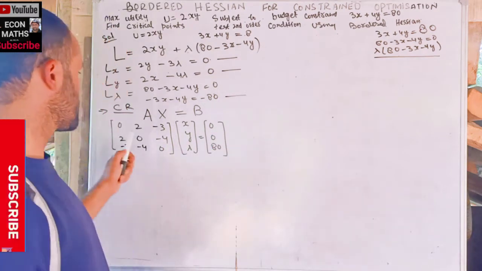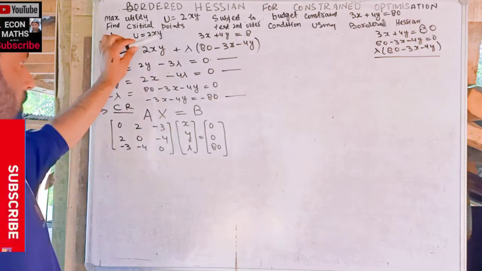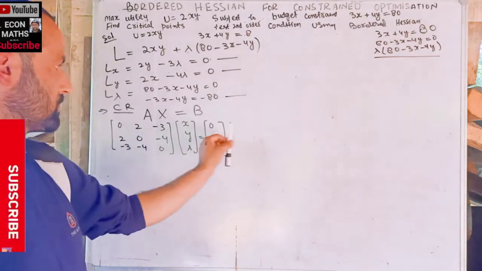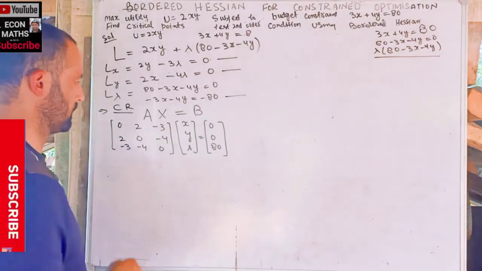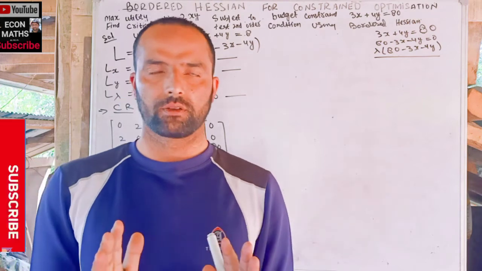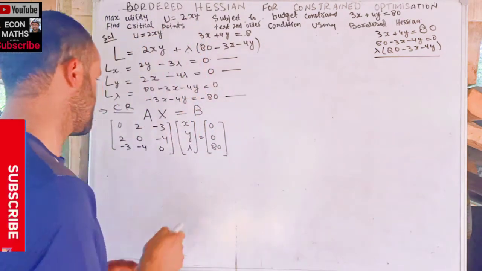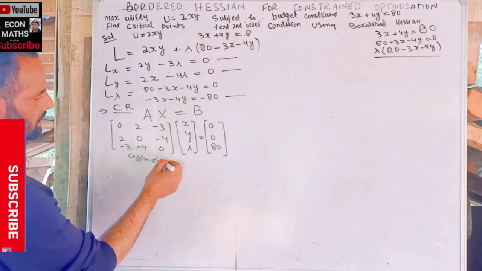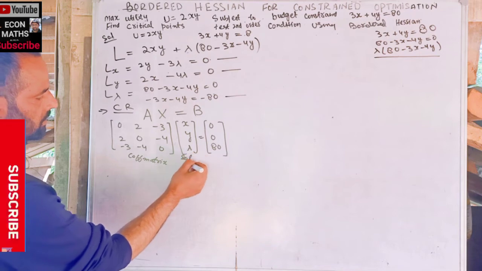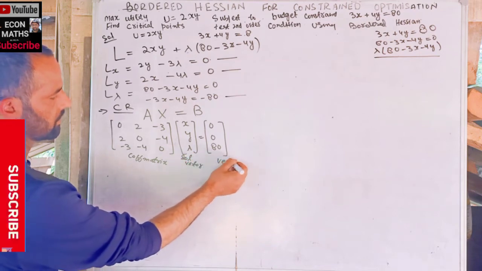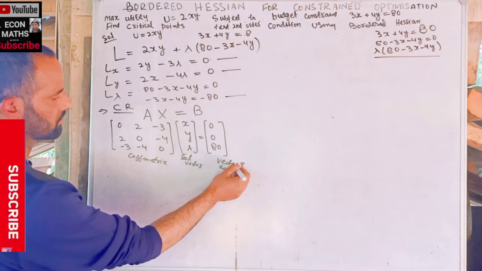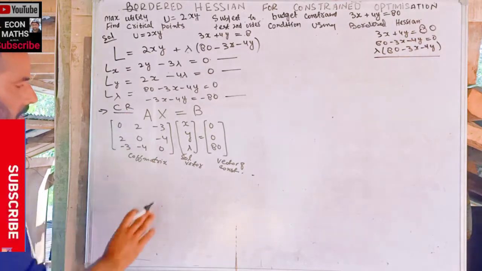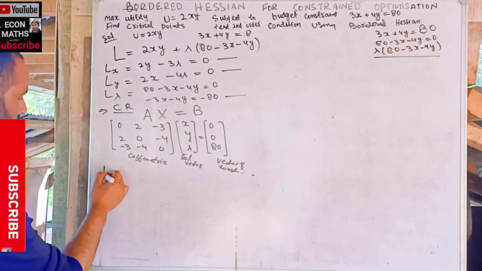So first, to solve using Cramer's rule, we express the given system of linear equations in matrix form, which I have done here. After that, we take the determinant of the coefficient matrix. This is our coefficient matrix. This is the solution vector. This is the vector of constant terms. So first we take the determinant of this coefficient matrix, which is denoted by this.